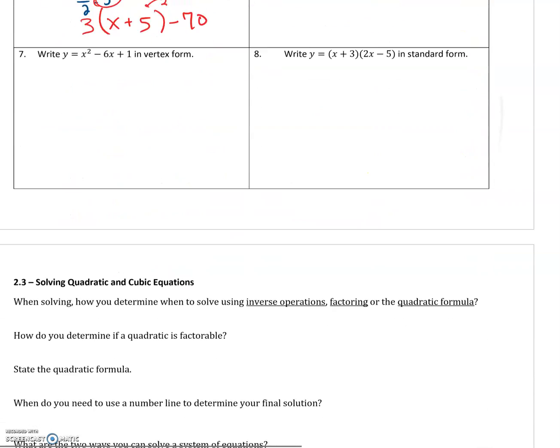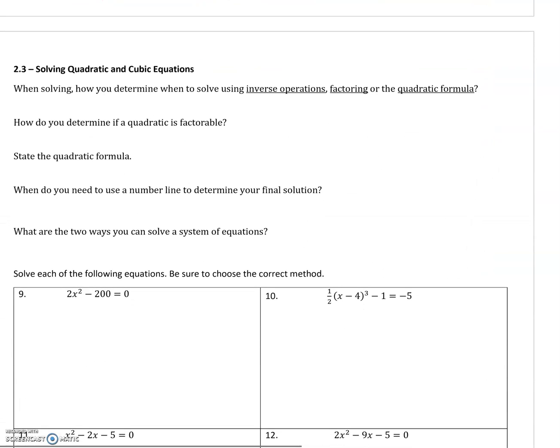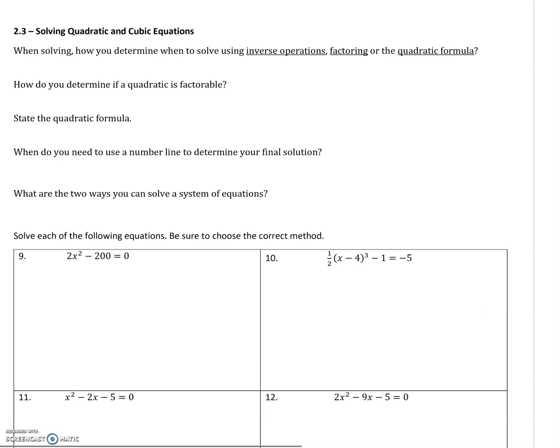So the bell's going to ring, just a heads up. Let's go into solving and go through some of these. So just important things you need to remember when solving. How do you know when to use inverse operations? Inverse operations, that's PEMDAS backwards. You do that when there is one type of x, okay? One type of x.